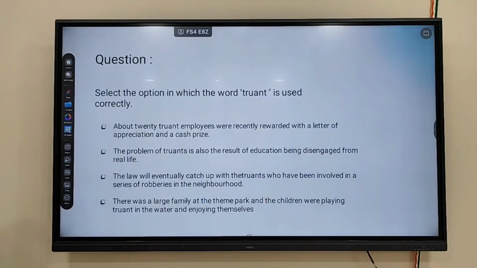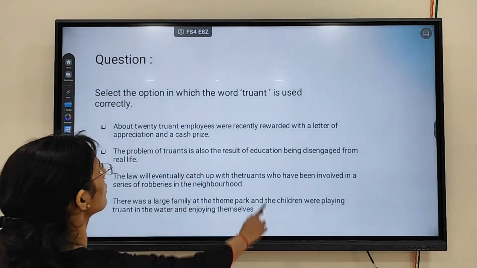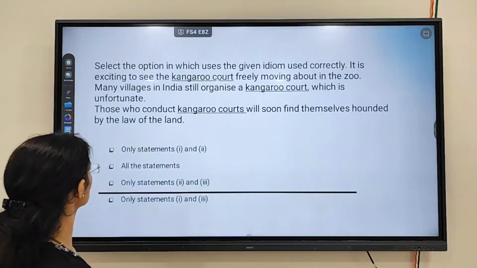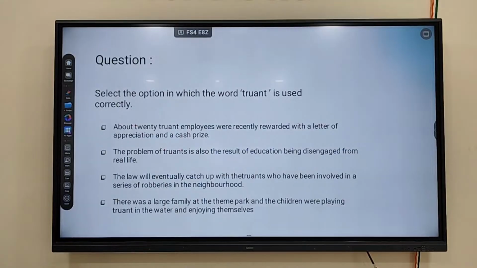Select the option in which the word, how do we pronounce this? Truant is used appropriately, correctly. First, see the meaning of the truant. What is the meaning? A child or student who stays away from school without permission. Okay, a child who stays away from school without permission. Okay, now tell me where it is used correctly.